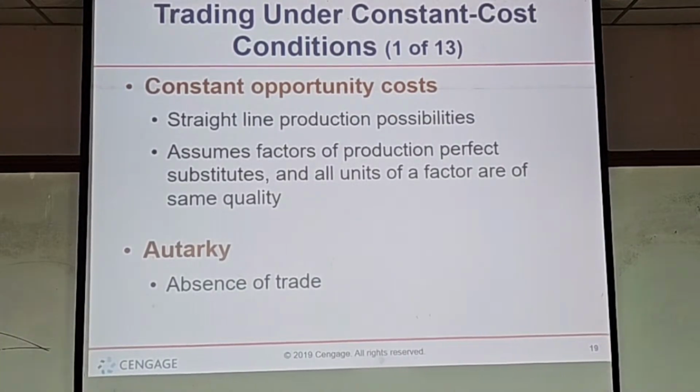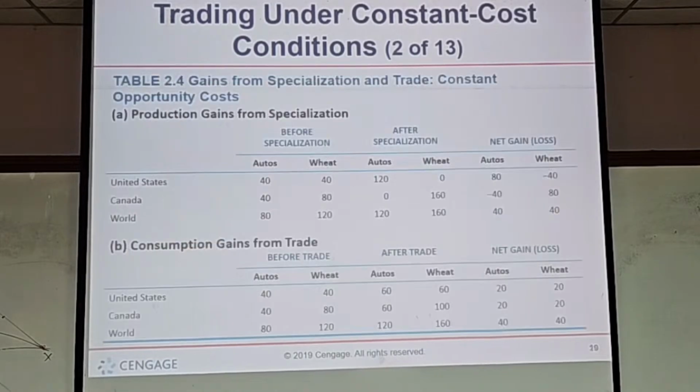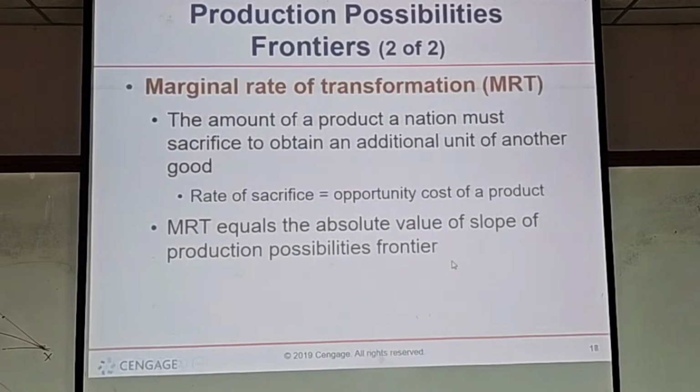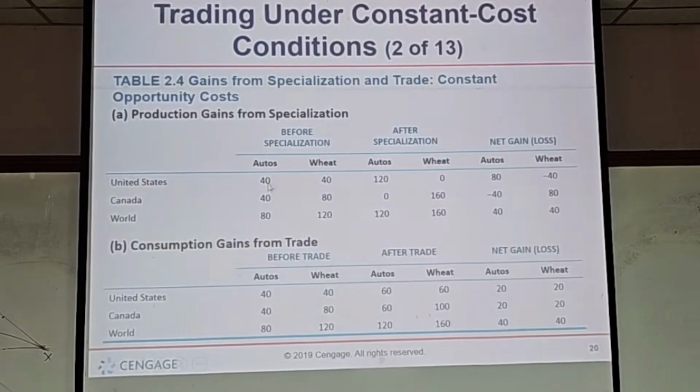This is country A, under the constant cost condition. This is no longer autarky, because this is already trading. That's why we use the word autarky, meaning the absence of trade. The numbers given to us are 40 and 20, 10. I hope it's the same: 40 during autarky before specialization, and 20, 10 for trading, same thing.